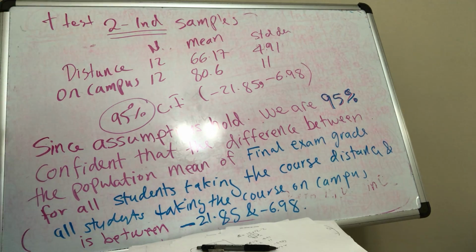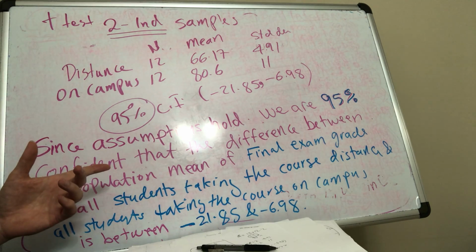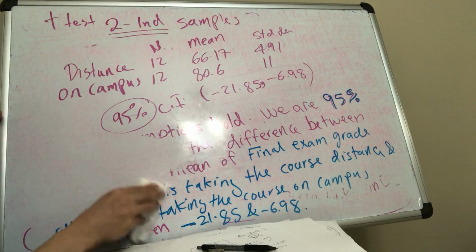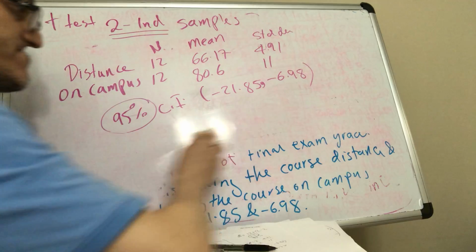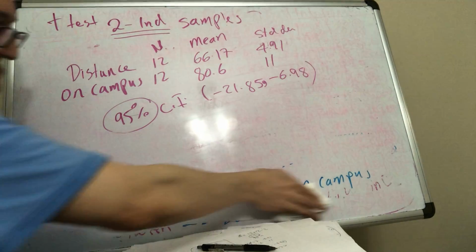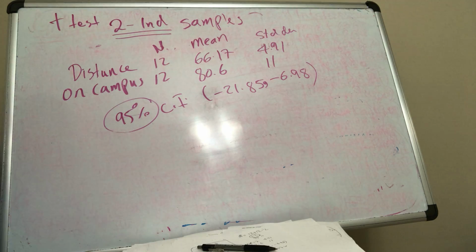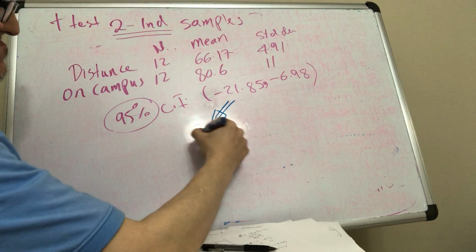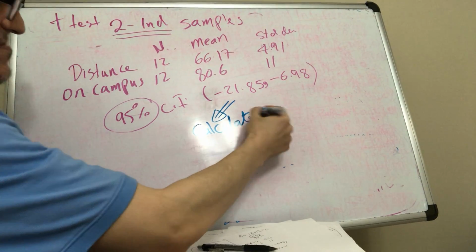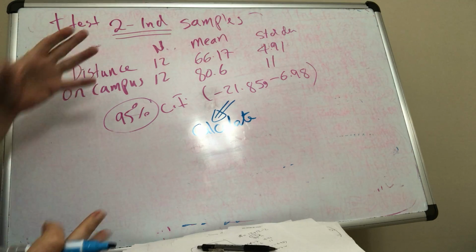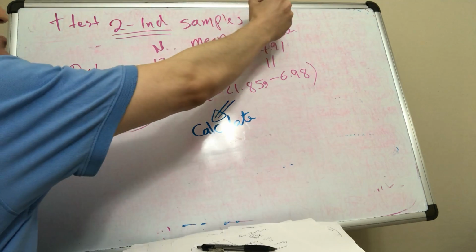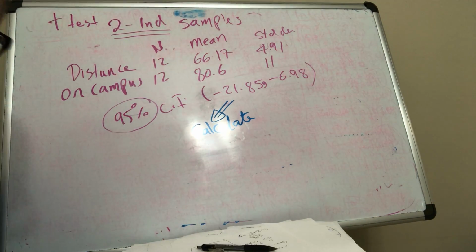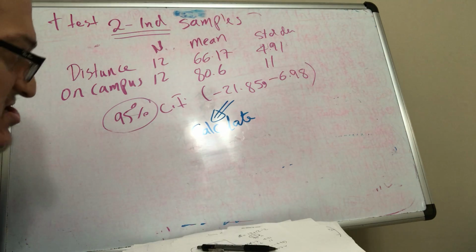Now the other thing is, he might ask you in the exam to calculate this. So I'm going to calculate this. Now, the confidence interval for the two sample, I should say two independent samples, because the two dependent samples is the next chapter.